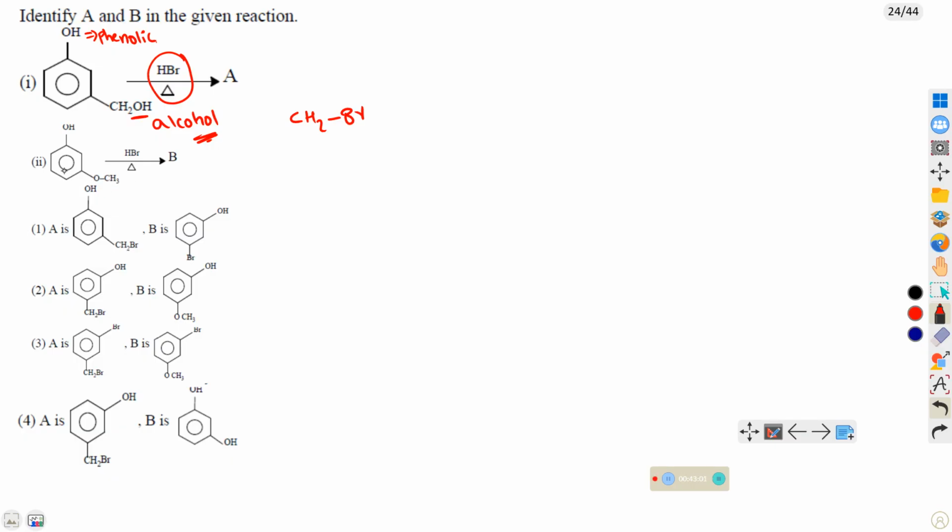Yes, this is an alkyl aryl ether. Break the bond. Oxygen gets a negative charge. CH3 gets a positive charge. H plus, Br minus. Then it gives phenol OH. Fourth option is correct.